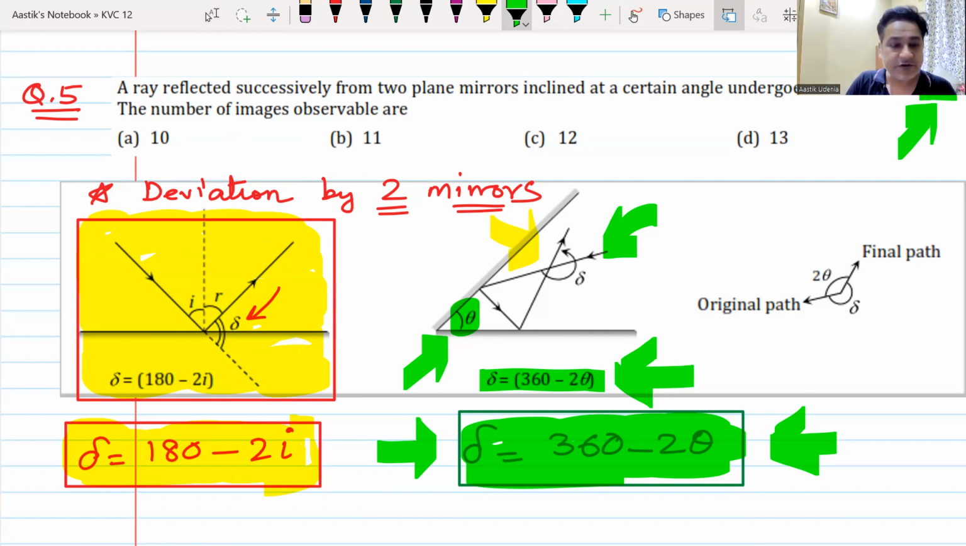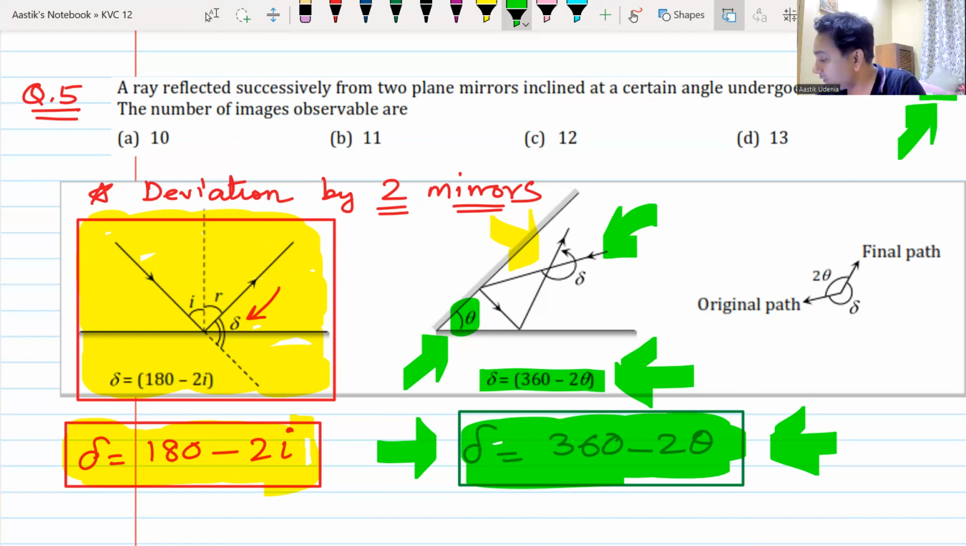What is the angle between two mirrors? Now you can find out straight away. I can find out the value of theta from here. The angle between two mirrors, 2 theta, will be equal to 360 minus deviation. Deviation is given as 300 degrees. From here, you can calculate the value of theta, which is the angle between the two mirrors, and that is coming as 60 degrees.